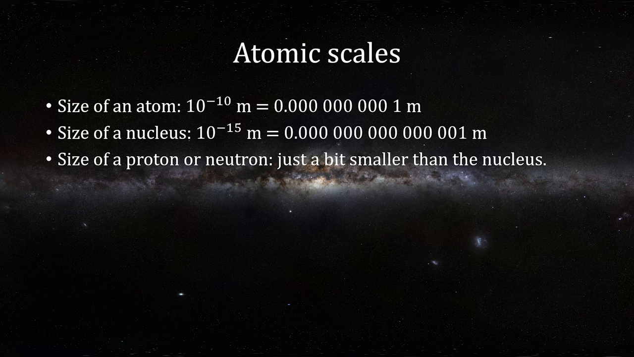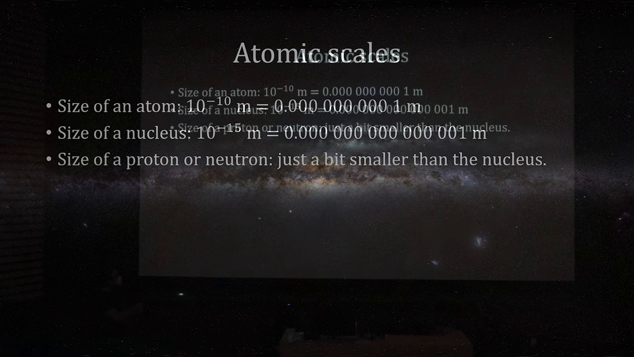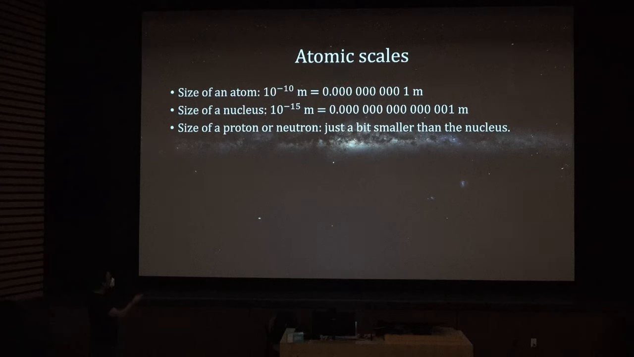So let's talk about atomic scales. Like I said, the size of an atom is 10 to the minus 10 meters. So it is a very, very small number, 0.0000000001 meters. The size of a nucleus is 10 to the minus 15 meters, which is even smaller. So now it's 15 zeros and a 1 in the end. The size of a proton or a neutron, these are the particles that make up the nucleus, is just a bit smaller than the nucleus.